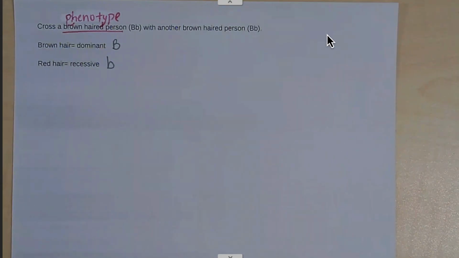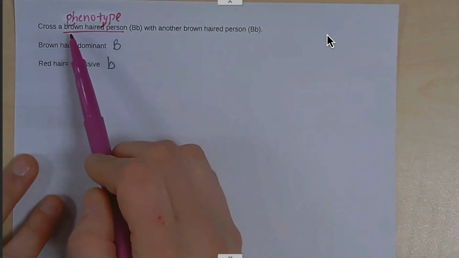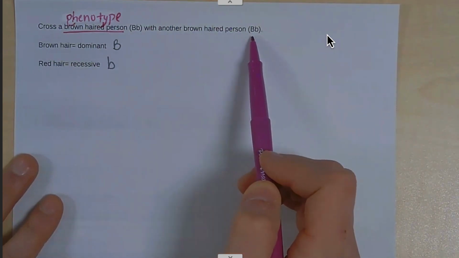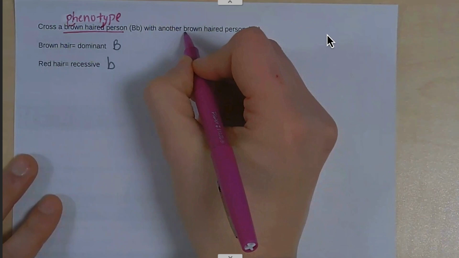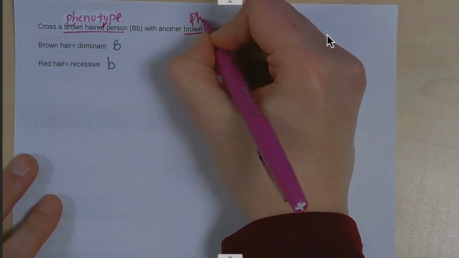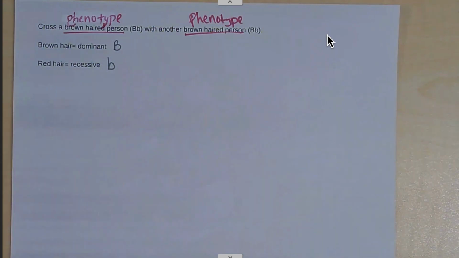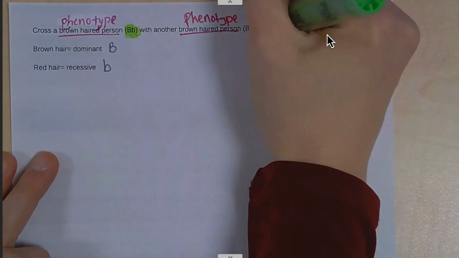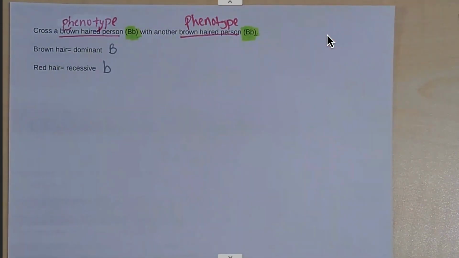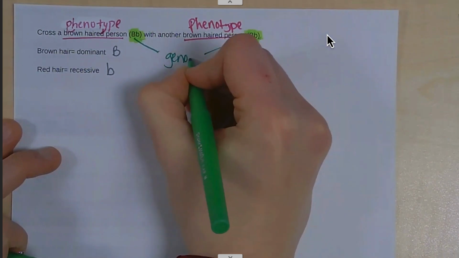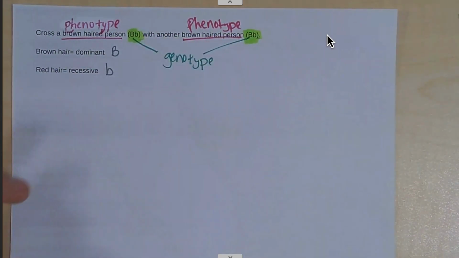So we're going to investigate this third one. It says cross a brown-haired person, big B, little b, with another brown-haired person, big B, little b. So brown hair is our phenotype, and our genotype is heterozygous. So this is our genetics, and our phenotype is what they look like. So they're going to look like they have brown hair.